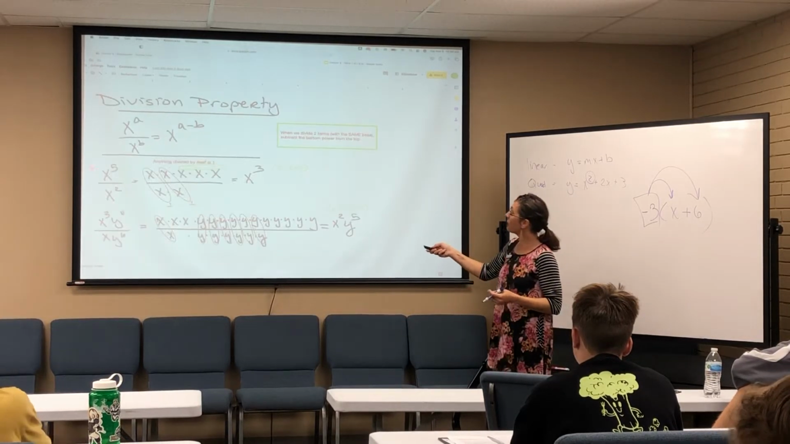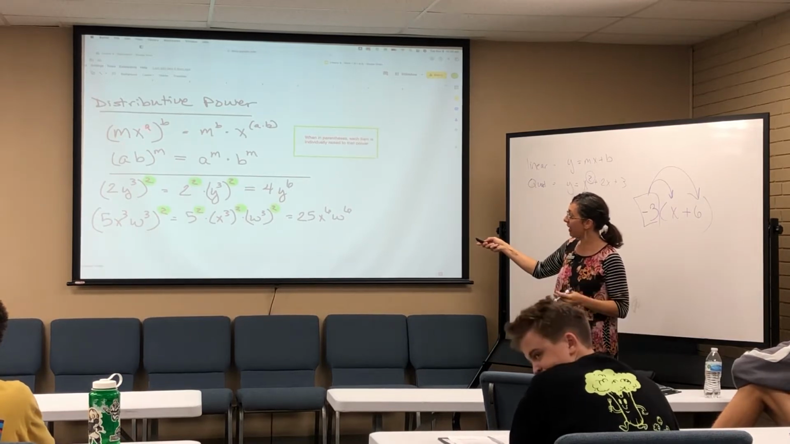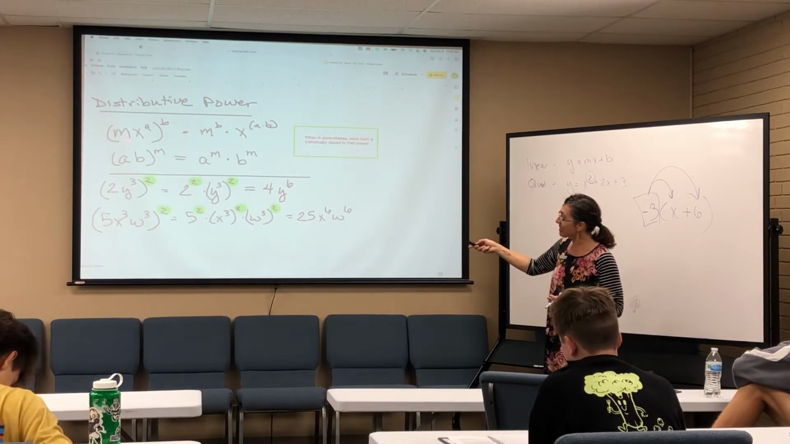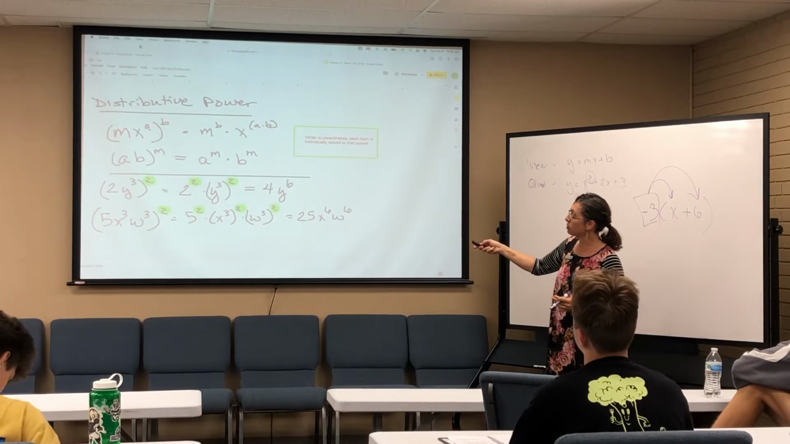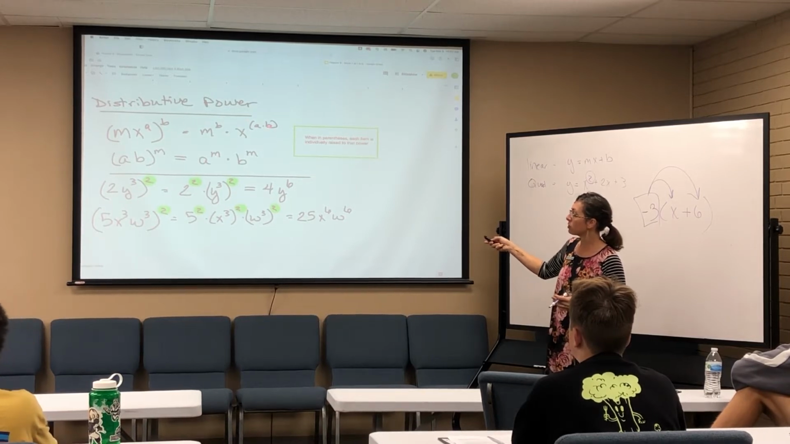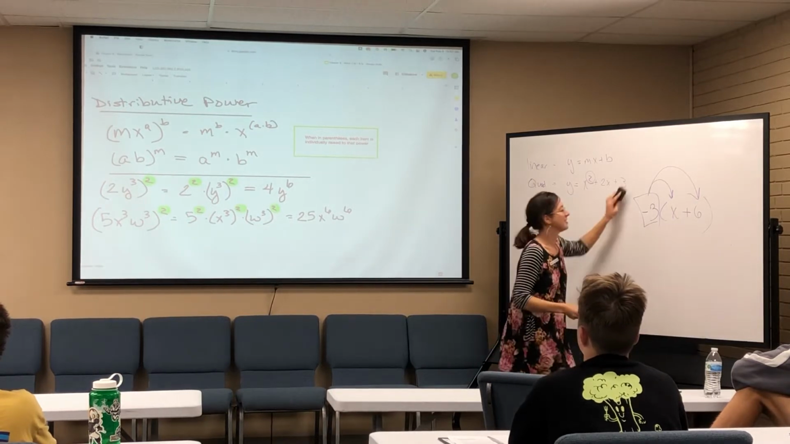So if I've got m times x to the a, my b here deals with my entire mx to the a. So my b gets distributed to the first term, m to the b, and then it gets distributed to the x term, which then makes a power to a power. So we multiply those together.